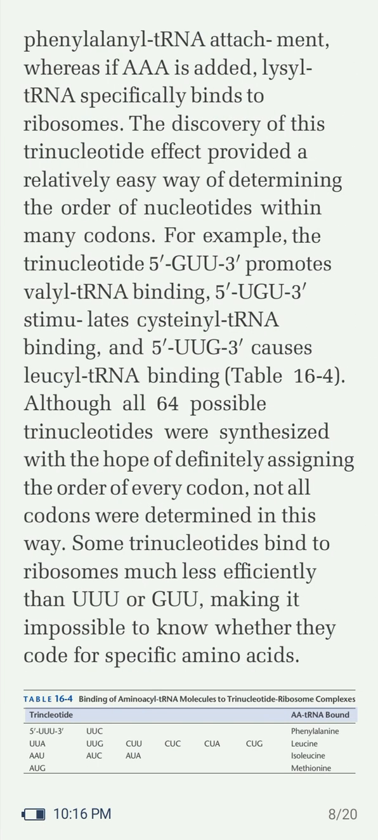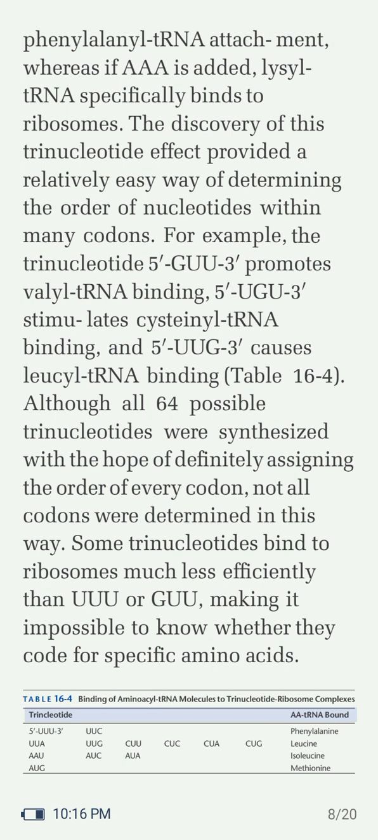The addition of the trinucleotide UUU results in phenylalanyl tRNA attachment, whereas if AAA is added, lysyl tRNA specifically binds to the ribosome. The discovery of this trinucleotide effect provided a relatively easy way of determining the order of nucleotides within many codons. For example, the trinucleotide 5' GUU 3' promotes valine tRNA binding, 5' UGU 3' stimulates cysteine tRNA binding, and 5' UUG 3' causes leucyl tRNA binding. Although all 64 possible trinucleotides were synthesized with the hope of definitely assigning the order of every codon, not all codons were determined in this way. Some trinucleotides bind to ribosomes much less efficiently than UUU or GUU, making it impossible to know whether they code for specific amino acids.